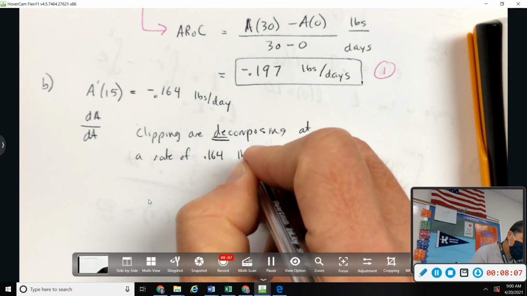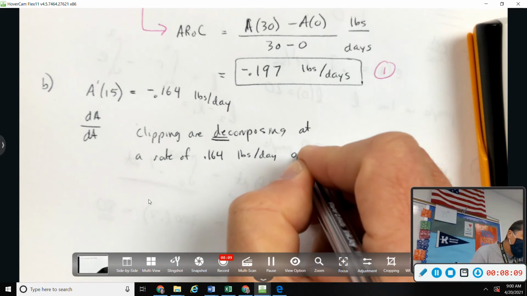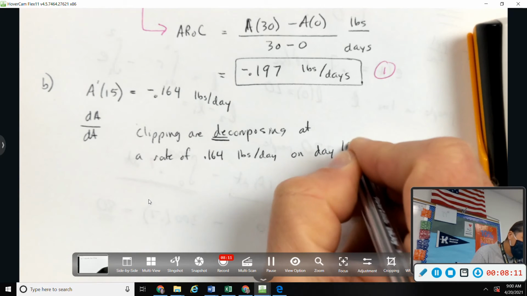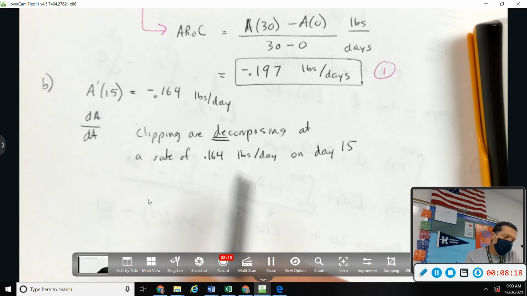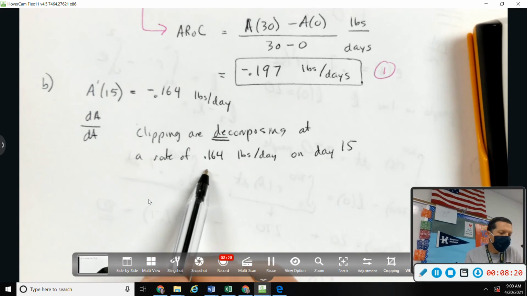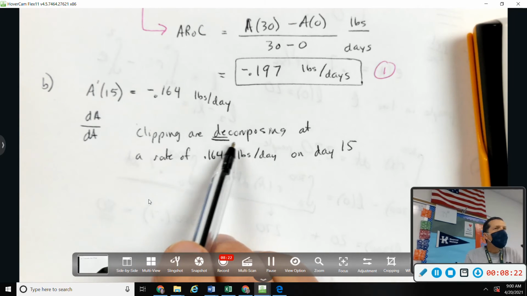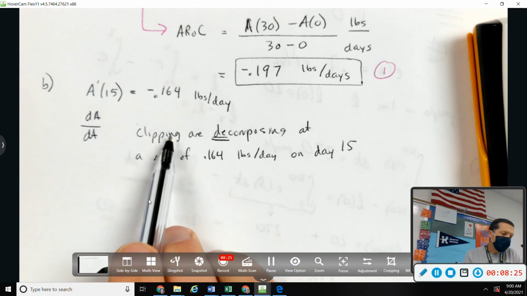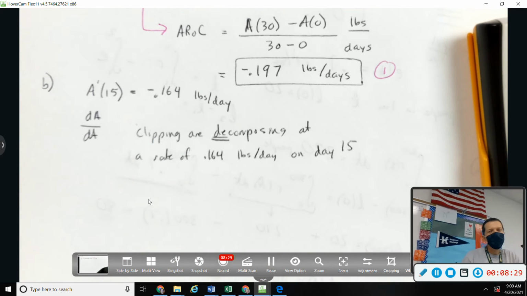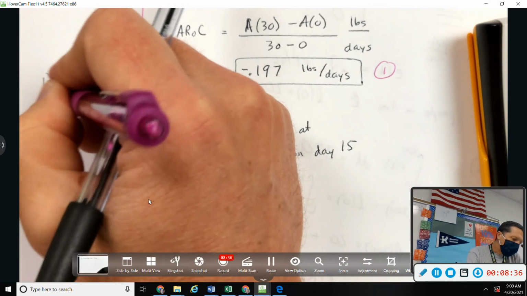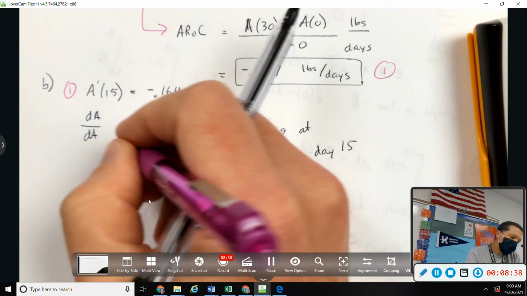0.164 pounds per day on day 15. So be careful, because it's not always that, but on day 15, they're decomposing. If you wanted to include the negative as part of your answer, you'd have to rephrase this. The amount of clippings are changing. If you just want to say changing, then you could put the negative in there. Are changing at negative 0.164 pounds per day on day 15. So this one was 1 for the answer and 1 for the explanation.